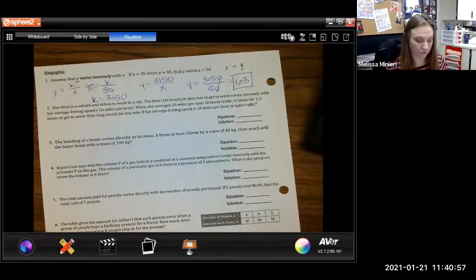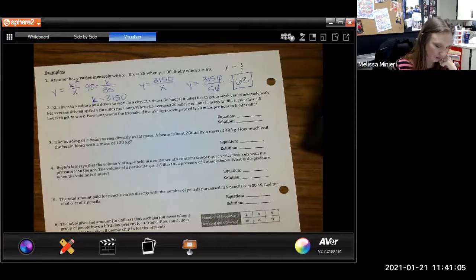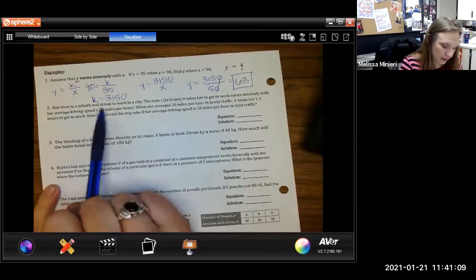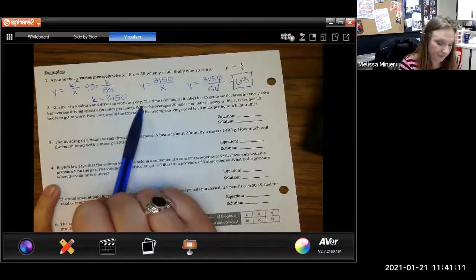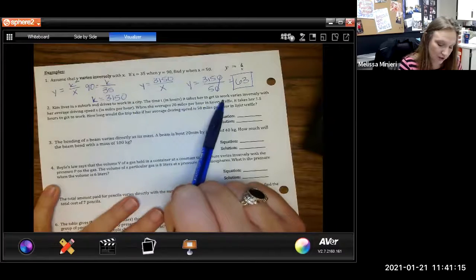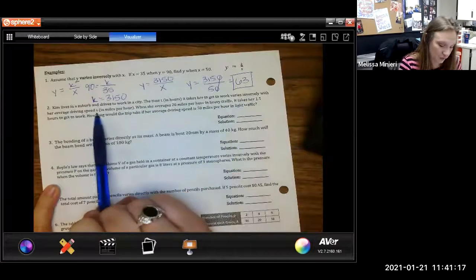So every time, your first goal is to figure out what that constant is, because then you can answer whatever question they're throwing at you. So let's read a scenario now. Look at number 2. Kim lives in the suburb and drives to work in a city. The time it takes her to get to work varies inversely with her speed.